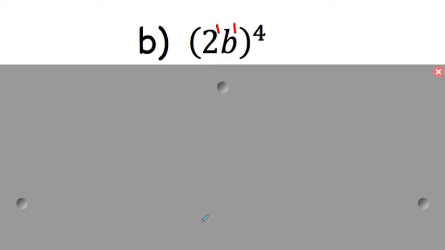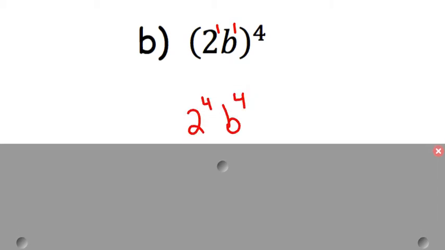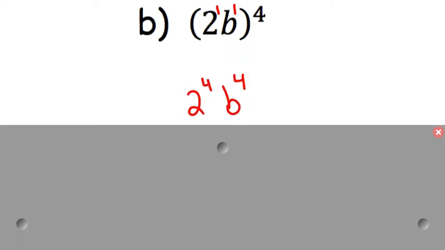Example B, I have this one done for you. Again, I'm putting the exponents in where there are no visible exponents, so 2 to the first, b to the first. So 4 times 1 gives me 2 to the fourth. 4 times 1, again, gives me b to the fourth.